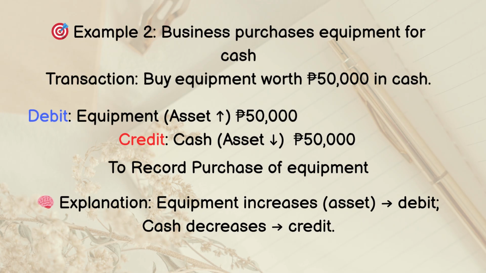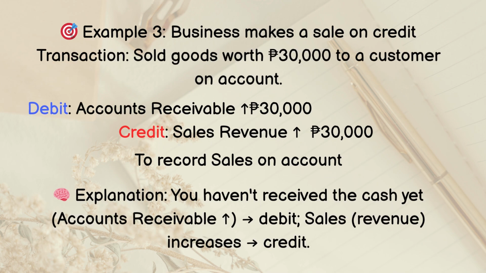Example 2: Business purchases equipment for cash. Transaction: buy equipment worth $50,000 in cash. Debit: Equipment, asset, $50,000. Credit: Cash, asset, $50,000. To record purchase of equipment. Explanation: equipment increases, an asset, debit. Cash decreases, credit.